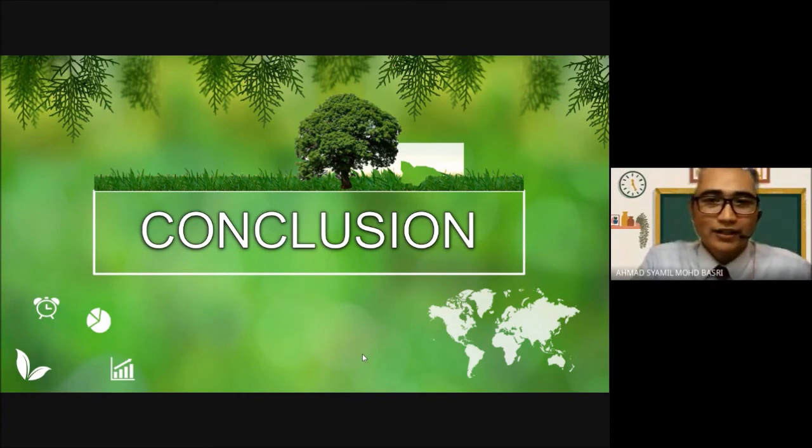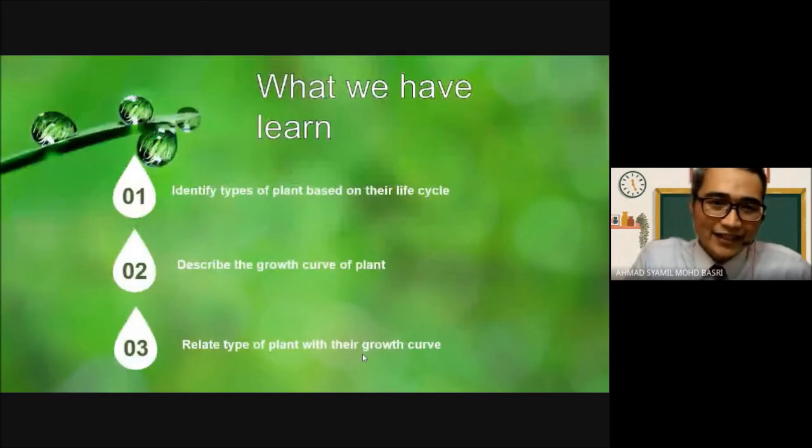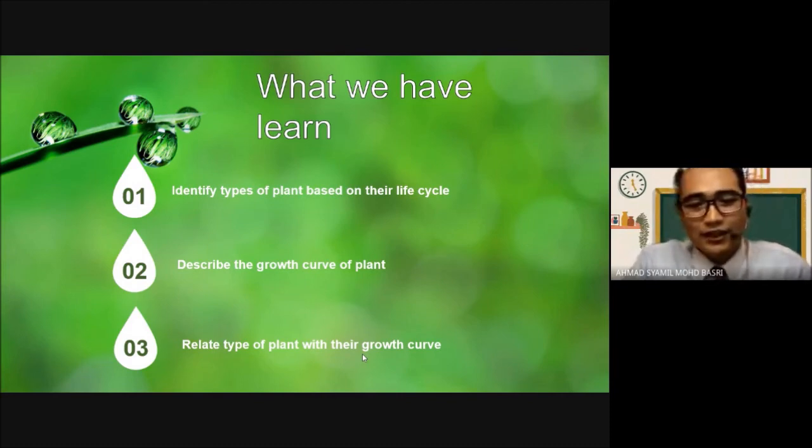We have learned that plants have three types of growth curve, which are annual, biennial, and perennial. And we also learned that the growth curves are different based on the different types. So we have already learned in this topic to identify the type of plant based on its life cycle, and we can also describe the growth curve of a plant, and relate the type of plant with its growth curve.